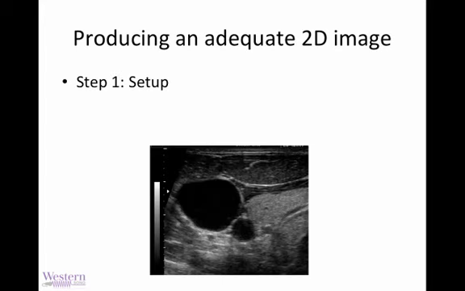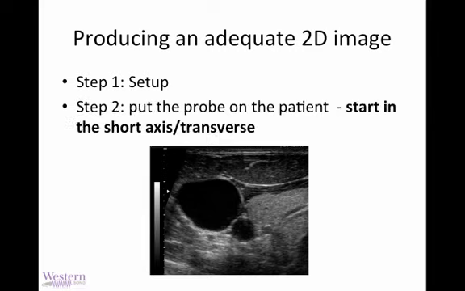Now, to produce an adequate 2D image, of course, you must set up for a procedure as you would at any other procedure. And in particular, I would like to emphasize the need for an extra set of hands to help you get the probe into the sterile sheath and to help you operate the machine once you're set up and sterile. And the other big thing to do, of course, is to talk about how to put the probe on the patient, how to look around to see if you are on the correct side of the neck to do the procedure.